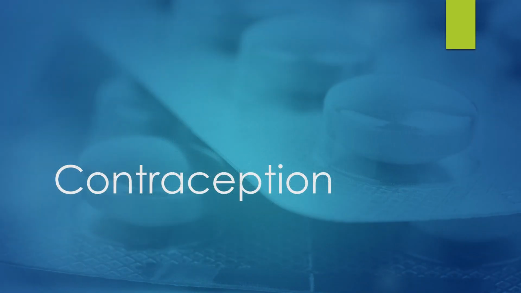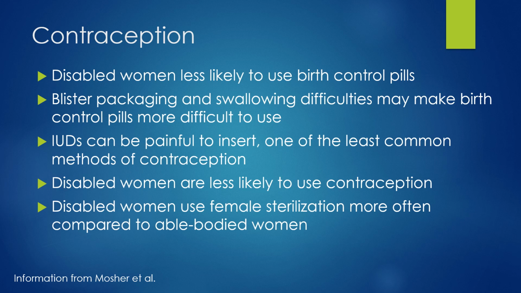Contraception is one of 2 ways of preventing pregnancy, the other being abstinence. There are many types of contraception. Medical contraception includes intrauterine devices, or IUDs, pills, and sterilization. Disabled women are less likely to use contraception than non-disabled women. Mosher et al. found that 14.1% of disabled women did not use contraception compared to 9.5% of non-disabled women. Women with cognitive disabilities used contraception the least, with 16.9% of these women not using contraception.